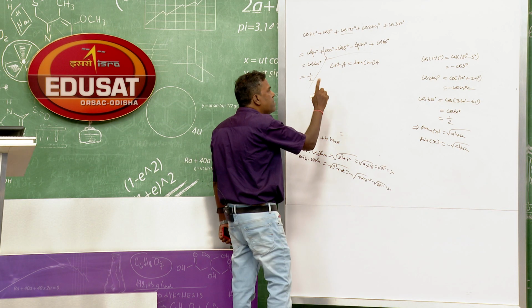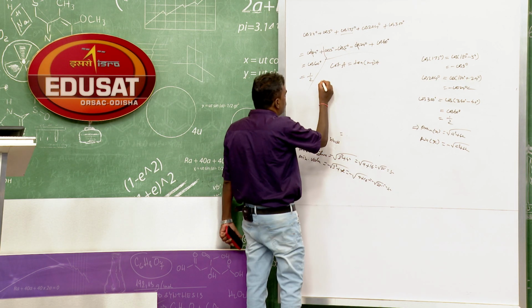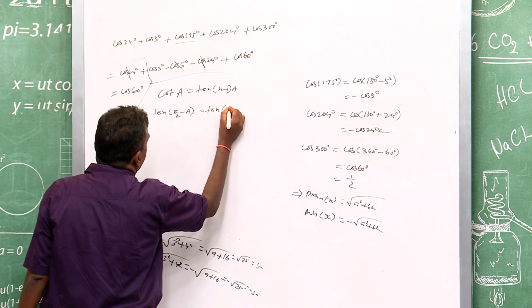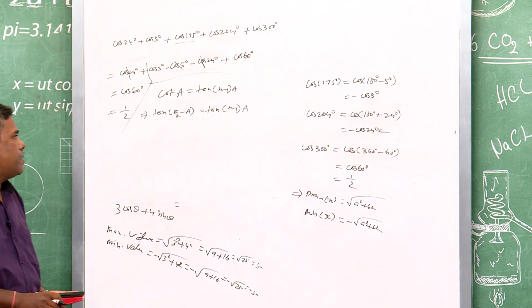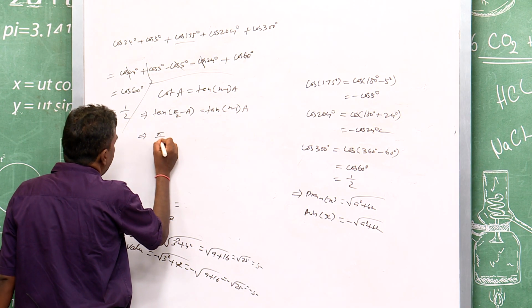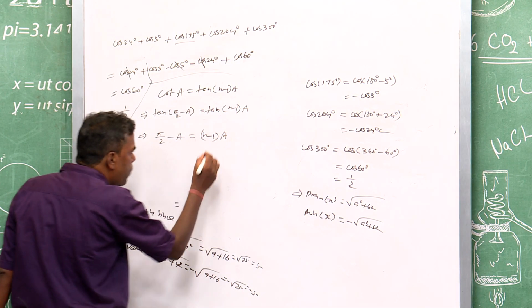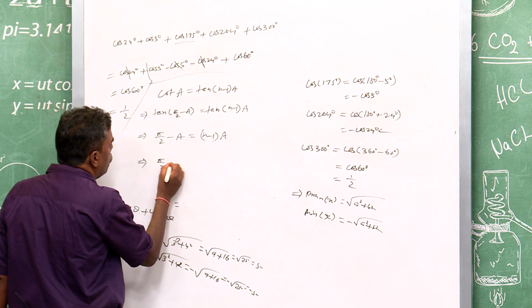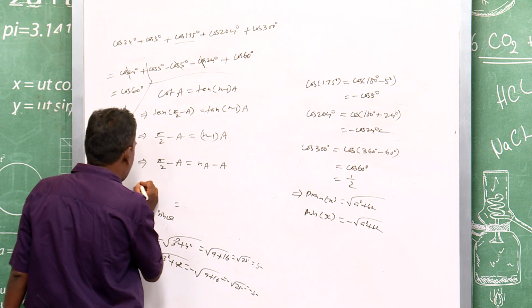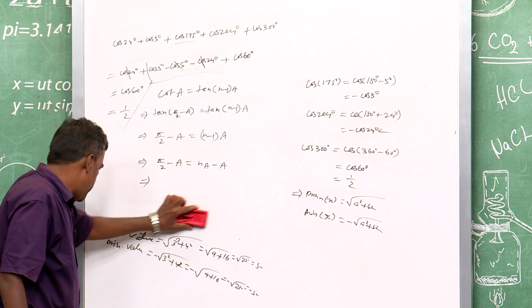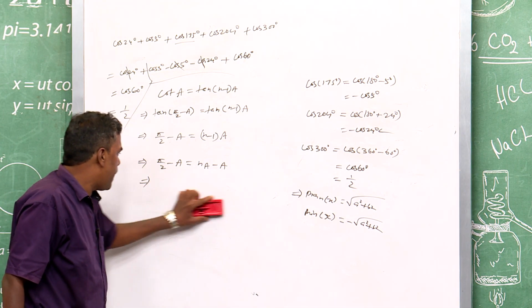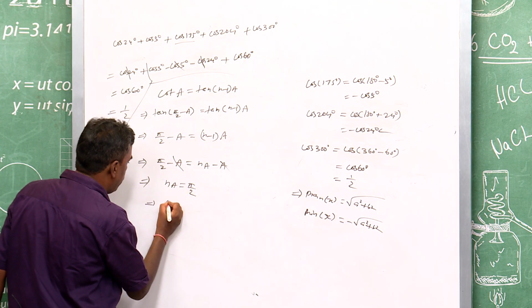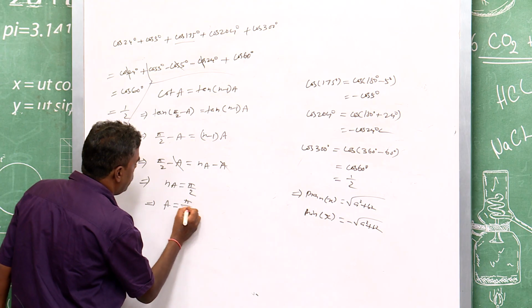So, given that cot A is equal to tan of n minus 1 into A, this implies cot A is equal to tan of pi by 2 minus A, which is equal to tan of n minus 1 into A. So, this implies pi by 2 minus A is equal to n minus 1 into A, or pi by 2 minus A is equal to nA minus A. Minus A on the left side and minus A on the right side cancel, that means nA is equal to pi by 2, so A is equal to pi divided by 2n.